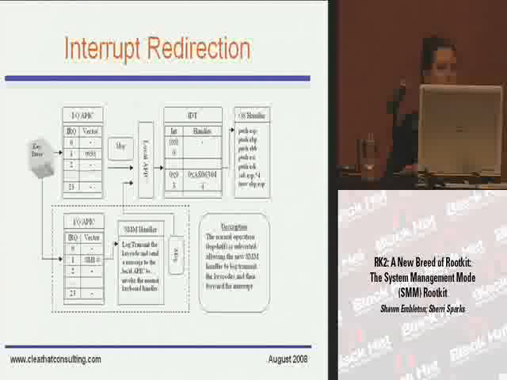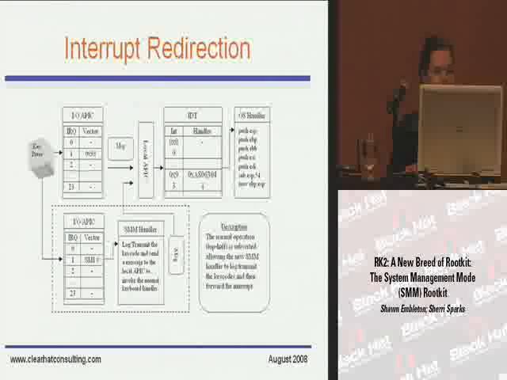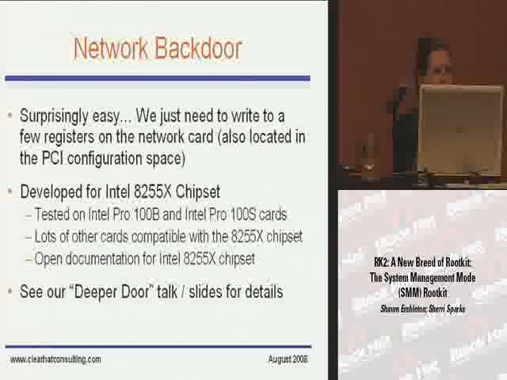We can also specify the delivery mode. So we just create a message on the bus that says we want fixed delivery mode now. We want it to be vector 93 and send it out, and the CPU will go ahead and look that up in the IDT like it would normally. So that's basically how the keylogger portion works in SMM.